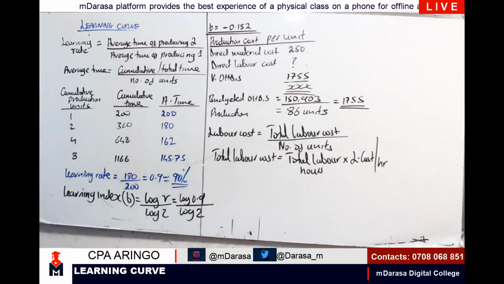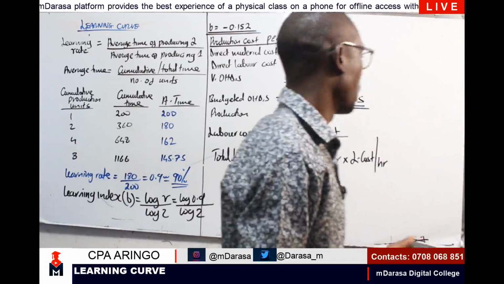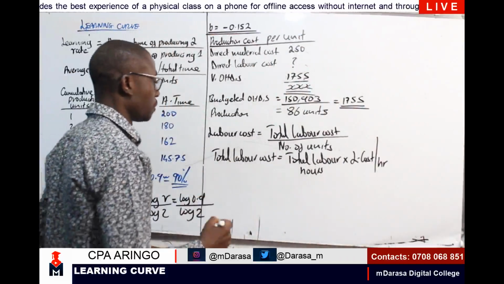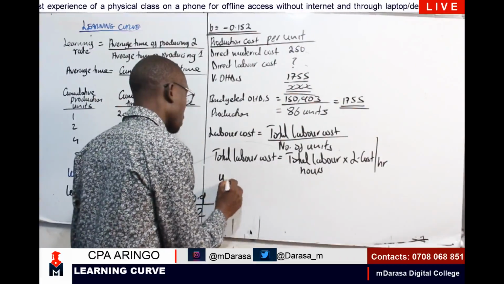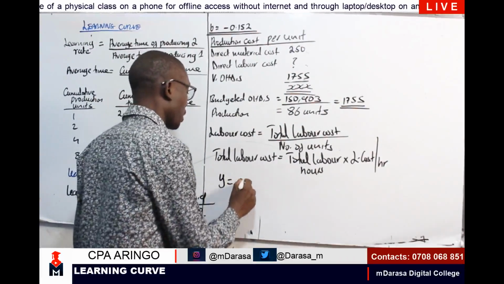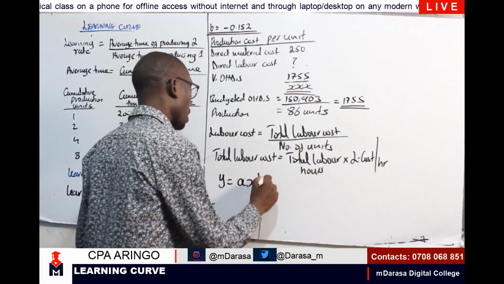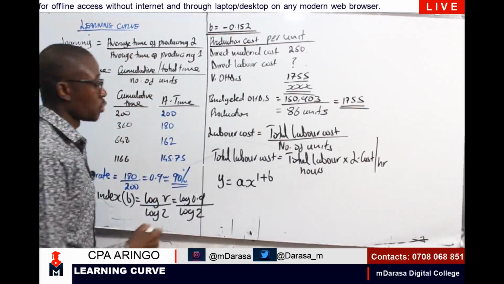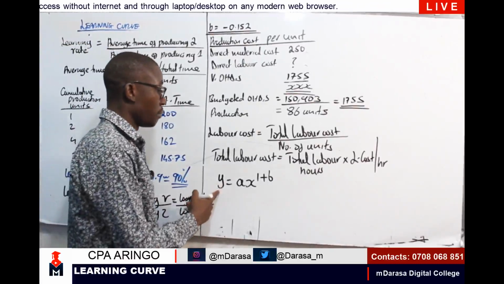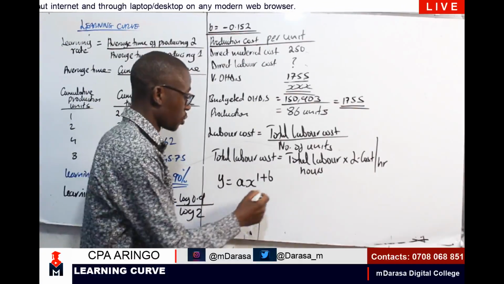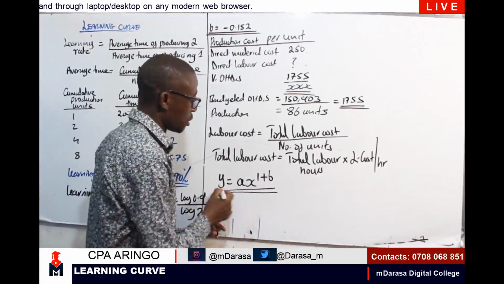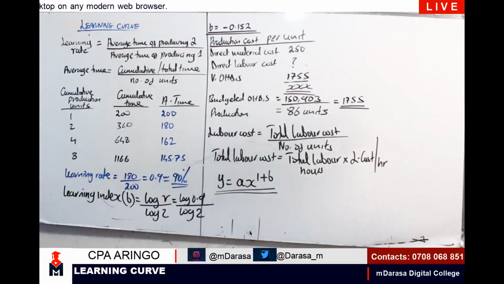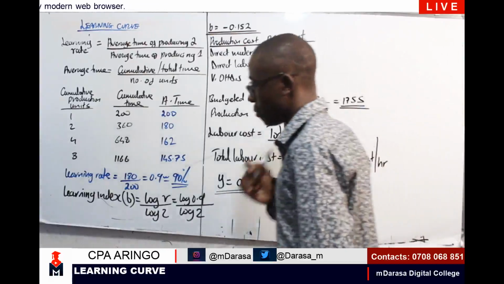So this is where the learning curve concept will come in. Recall, for us to determine our total labor hours, which is y, we should always be talking of ax raised to power 1 plus b. That should give us our total labor hours. So this is what I must apply to determine our total labor hours. Kindly make sure that that is ticked at the back of our mind.